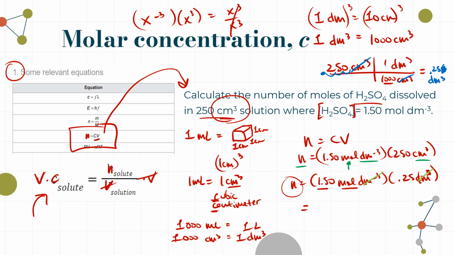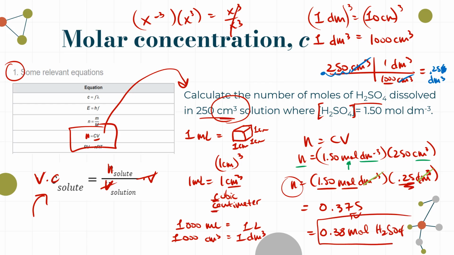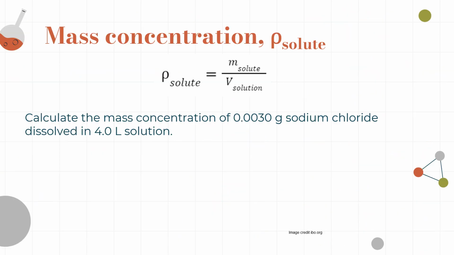Calculator time. 1.50 times 0.25 is going to give us 0.375. But we're going to check our sig figs. I get to keep only 2. So that 5 is going to turn that 7 into an 8, my final answer. There are 0.38 moles of H2SO4 dissolved in this solution.